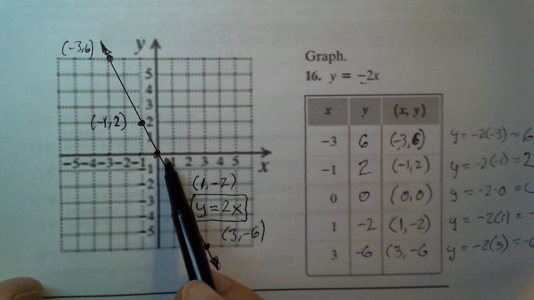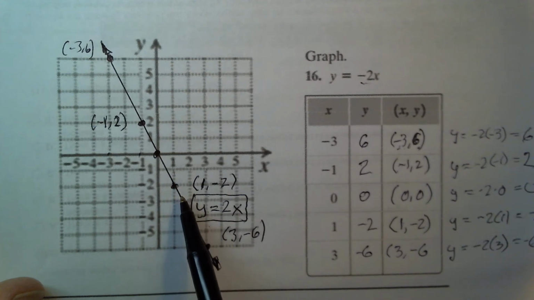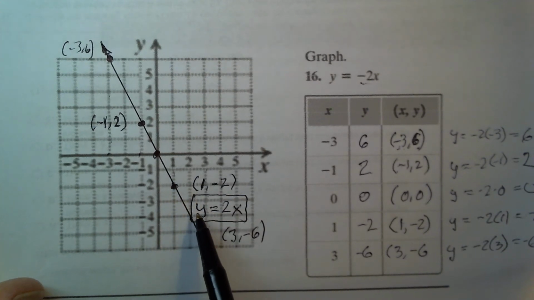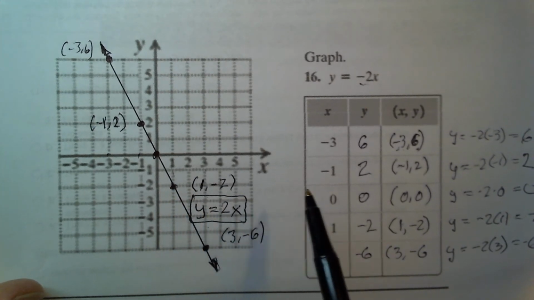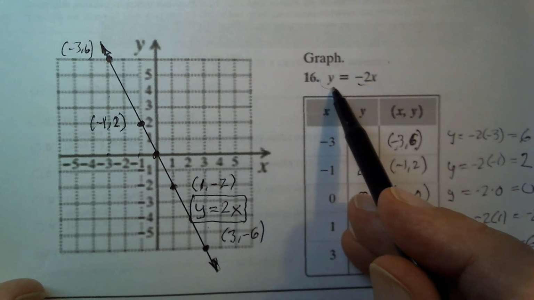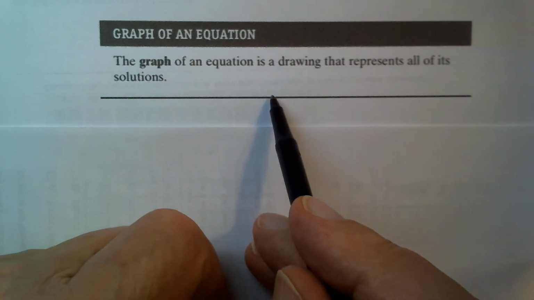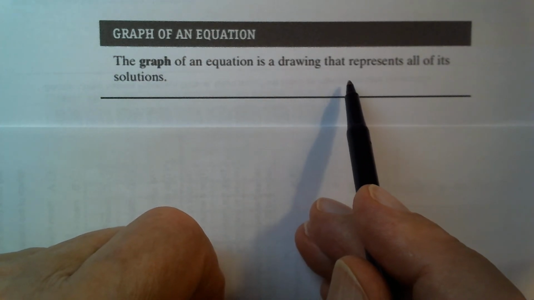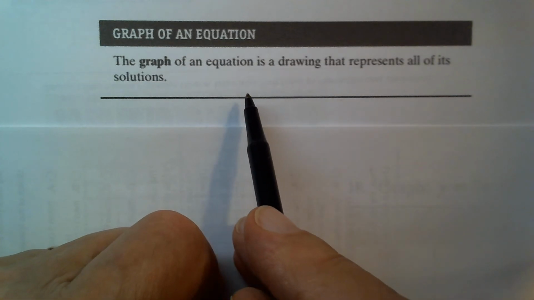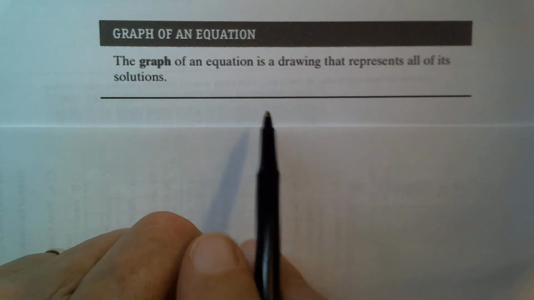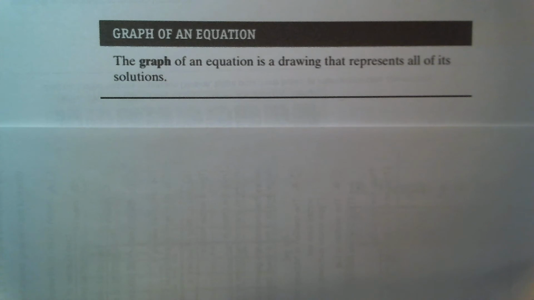So in other words, there are infinitely many solutions, but together they represent the solution set to this equation here. The statement that the graph of an equation is a drawing that represents all of its solutions is just a more general statement. But it's an important one, and it's important to remember it.